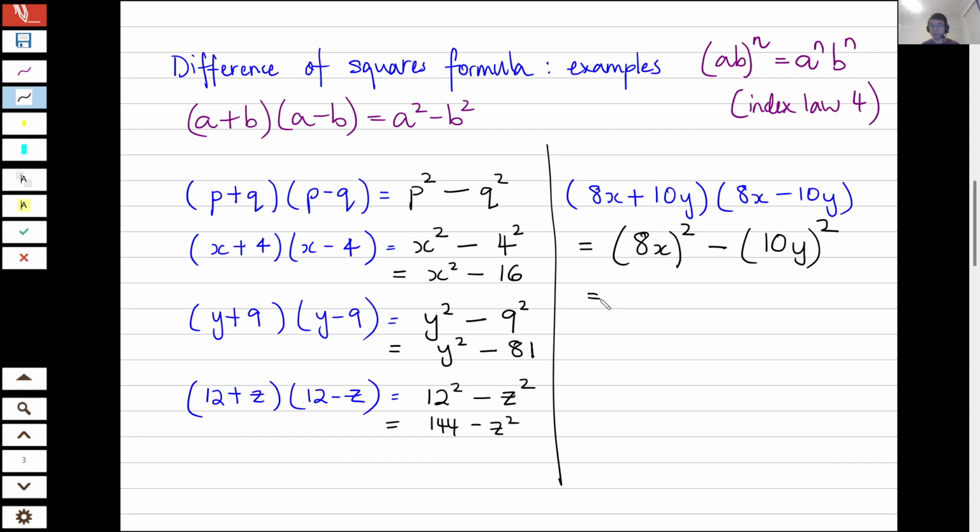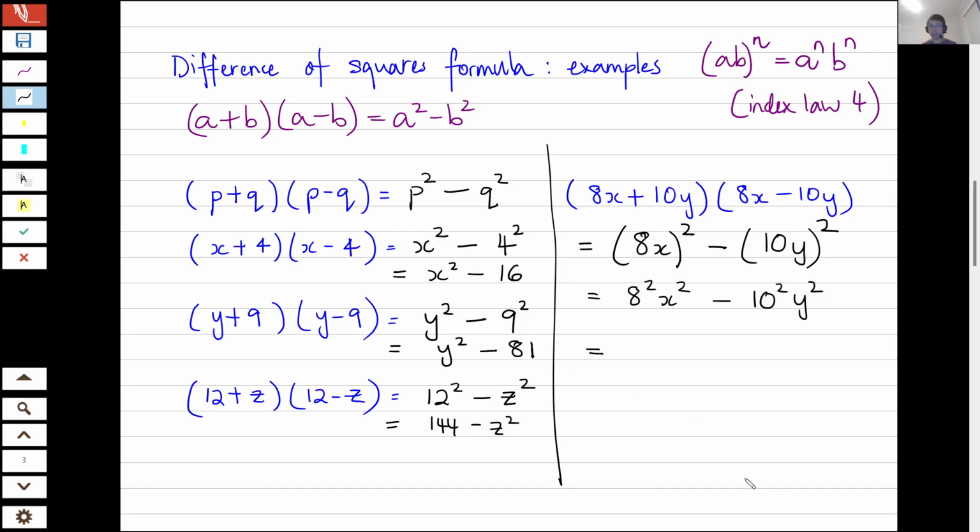So this is going to give me 8 squared x squared minus 10 squared y squared. Notice that I've applied the power of 2 to both the coefficient and the pronumeral. And I would like you to simplify 8 squared and 10 squared. Give me a single number without indices.